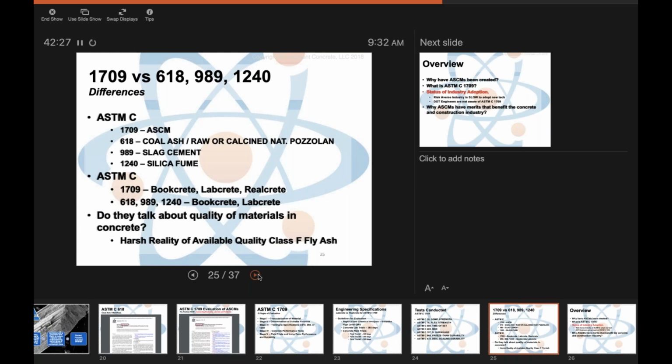618 specifically covers coal ash, raw or calcined natural pozzolans. 989 specifically covers slag cement, and 1240 silica fume. And of course, we have all the AASHTOs and the ENs and the CSAs equivalents of these as well. And I'm still looking for the equivalent in the EN as well as other standards for the 1709. But for the CSA, it's that CSA A3004. And as it stands, the 618, the 989, the 1240 are designed for those materials.